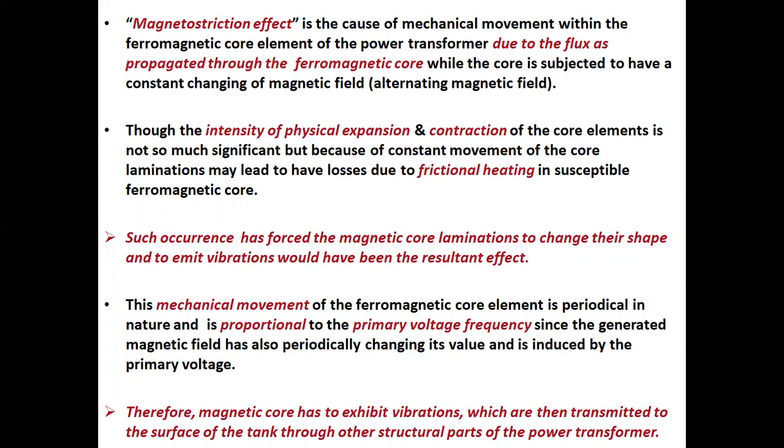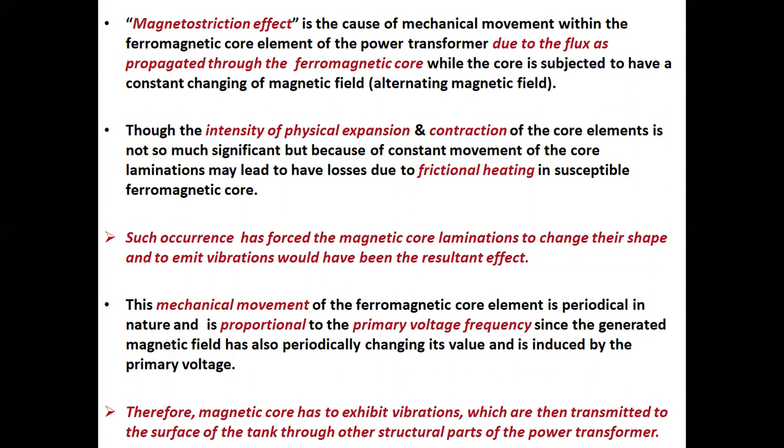Such occurrence forces the magnetic core laminations to change their shape, and vibrations are the resultant effect. This mechanical movement of the ferromagnetic core element is periodical in nature and is proportional to the primary voltage frequency, since the generated magnetic field also periodically changes its value and is induced by the primary voltage. Therefore, the magnetic core exhibits vibrations which are then transmitted to the surface of the tank through other structural parts of the power transformer.